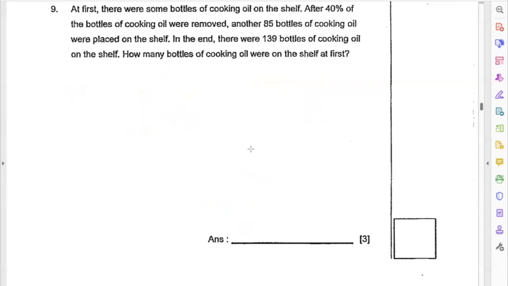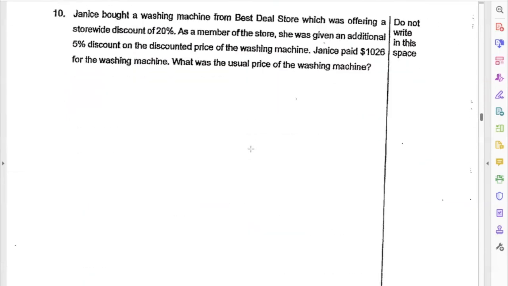Let's continue with question number 10. Janice bought a washing machine from Best Deal store, which was offering a store-wide discount of 20%. As a member of the store, she was given an additional 5% discount on the discounted price of the washing machine. Janice paid $1026 for the washing machine. What was the usual price of the washing machine?